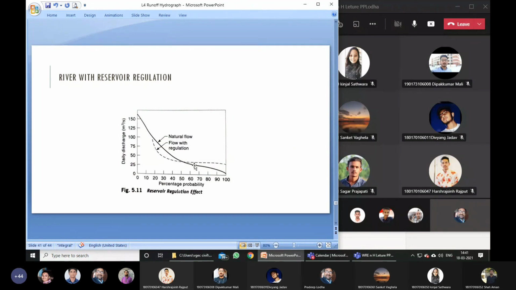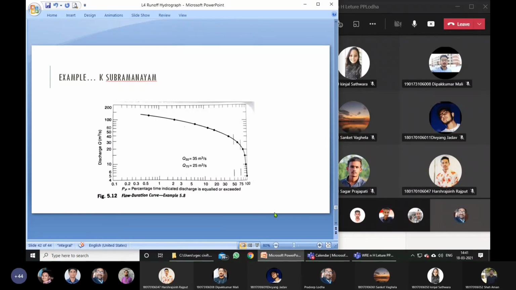Like in the Sabarmati, we have Vasana barrage, and we have a certain kind of flow always flowing because of some escape and other structures also in the Sabarmati while it is passing through Ahmedabad city. So these structures are called regulation structures. This is an example from the Subramanya book.